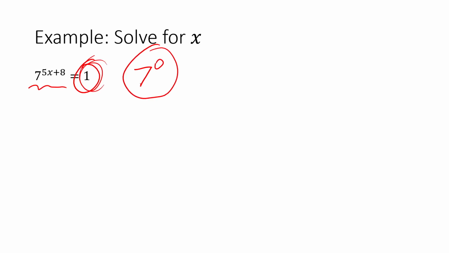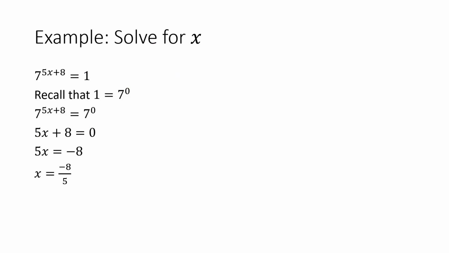Now, technically, this base, in our case 7, can't equal 0 or be a negative number, but that's one of our typical qualifiers anyway. So what we're going to ultimately do here is just say 7 to the exponent 5x plus 8 equals 7 to the exponent 0, and then go from there. Okay? So once we have this line written here, we can ignore the 7s, say 5x plus 8 equals 0, and ultimately x is -8 over 5.